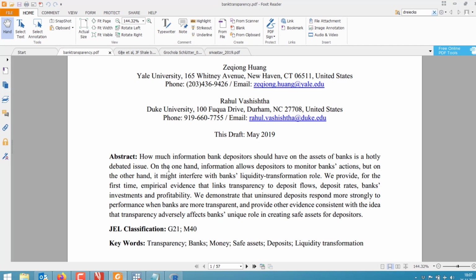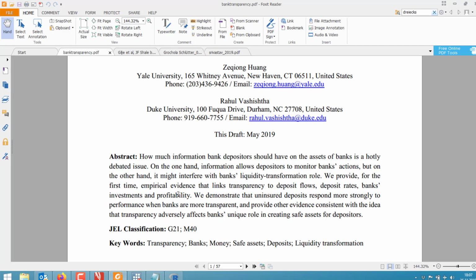Well, if you give out too much information, you stop being a depositor and you have to become a bank yourself. So then you have this problem. We provide, for the first time, empirical evidence that links transparency to deposit flows, deposit rates, banks' investment, and profitability.